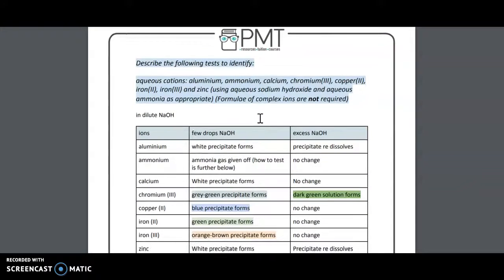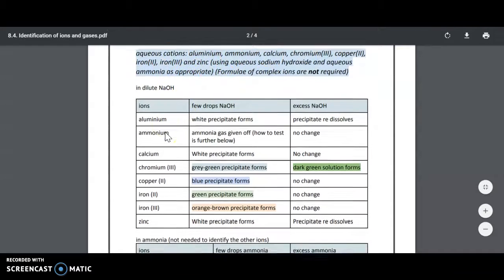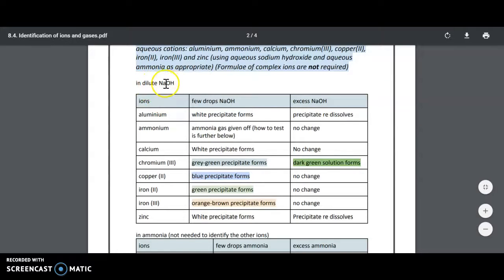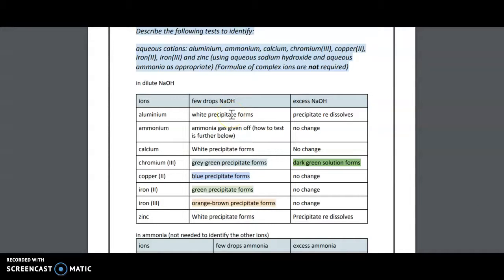We can use tests to identify these different cations. Aqueous means it's dissolved in water. So these are the ions, and this test will take place in dilute NaOH. This is sodium hydroxide. If you remember, that is an alkaline. So if we have a solution of aluminium ions and you put in a few drops of NaOH solution, you'll get a white precipitate. That is something white that is no longer dissolved. So you'll see it a little bit cloudy at first, and then it might sink to the bottom. Then if you add excess NaOH, so you add a lot of it, that precipitate, that white powder, actually starts to dissolve again.